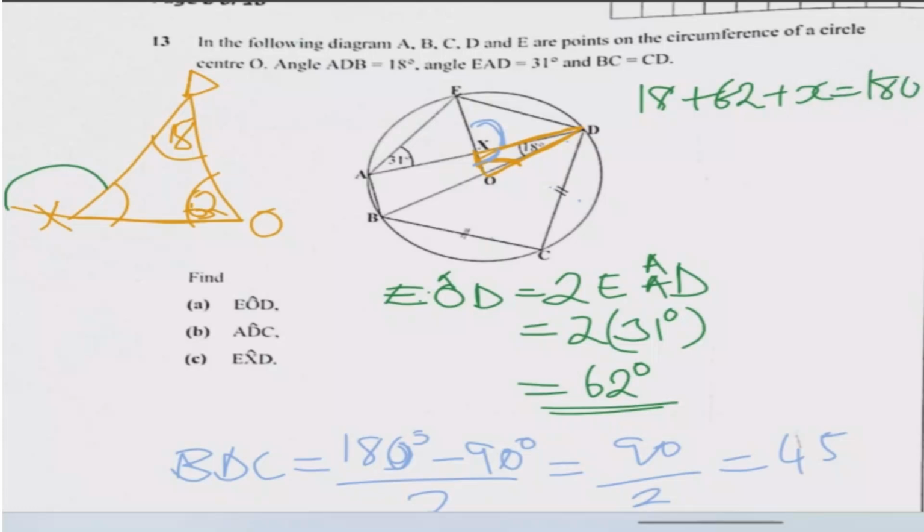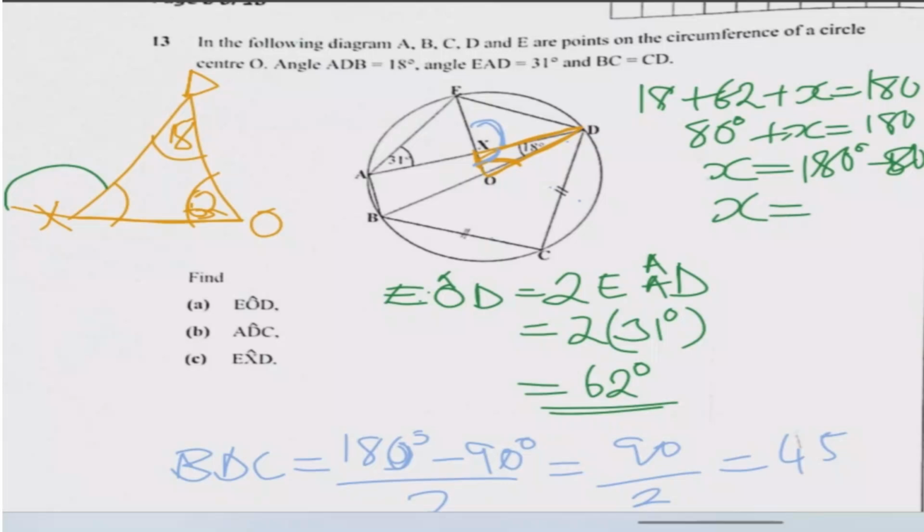So 18 plus 62 will give us 80 degrees, plus X is equal to 180 degrees. Then we put like terms together. Then we have X is equal to 180 degrees minus 80 degrees, which will give us 100 degrees. So the value of this angle here is 100 degrees.